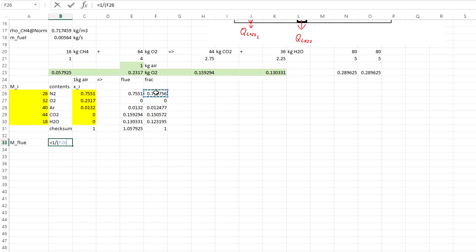So mass fraction of here the nitrogen divided by molar weight of nitrogen, mass fraction of oxygen, molar weight of oxygen, same for argon, here CO2, and finally water. And we get the molar weight of the flue gas as 27.7 kg per kilomole.